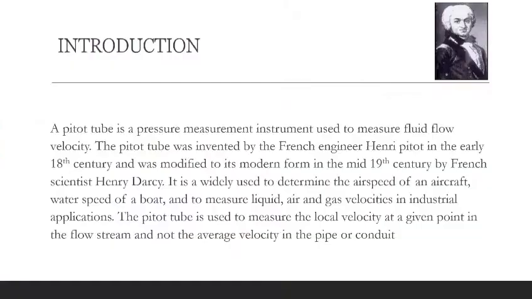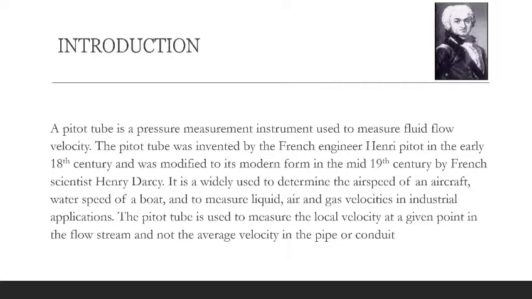Let's discuss in a brief way. Introduction of Pitot tube. It was invented by French scientist Henri Pitot in the early 18th century and was modified into the modern way by French scientist Henri Darcy in the mid 19th century. It is widely used to determine the airspeed of an aircraft, the water speed of a boat, and to measure liquid, air, and gas velocities in industrial applications. The Pitot tube is used to measure the local velocity at a given point in the flow stream and not the average velocity in the pipe or conduit.